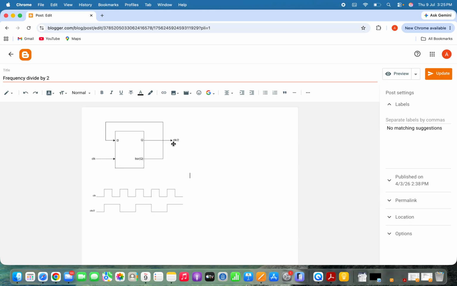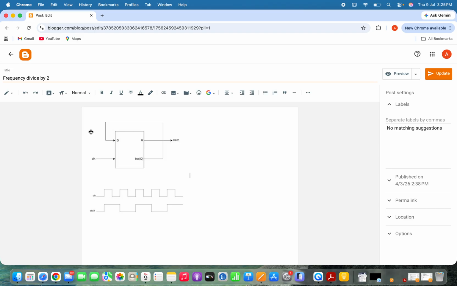Now let's understand its operation. A D flip-flop copies the value present at the D input to the Q output on every rising edge of the clock. Since the D input is connected to Q bar, the flip-flop always loads the opposite of its current output. As a result, the output keeps toggling between 0 and 1 on every rising edge of the input clock.